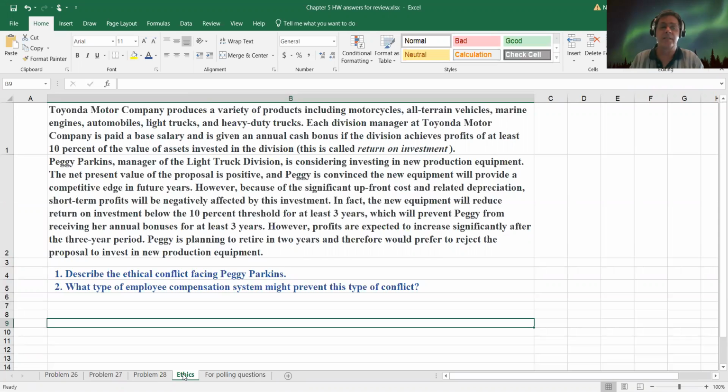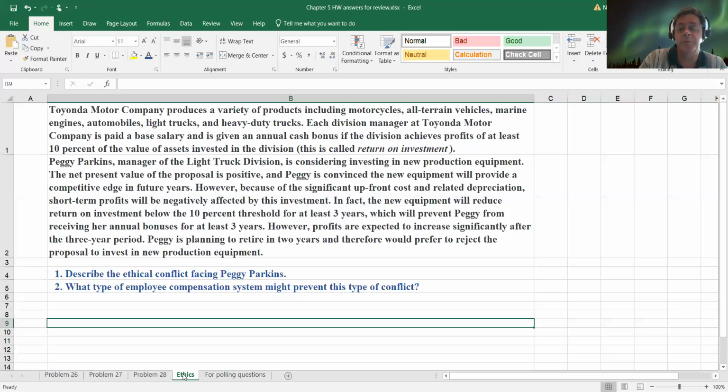So what I want to do next is I want you to consider this situation. This is the very last problem in the end of chapter exercises, having to do with ethics. I'm going to read this, and then we're going to go into some breakout rooms, discuss, and come up with the answers to 1 and 2. We're looking at what the ethical conflict is that's facing Peggy and what type of employee compensation would resolve this.